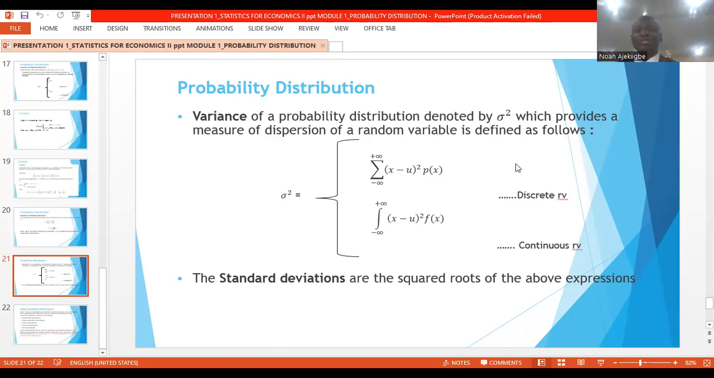Then the variance for a discrete random variable is the summation of x minus mu, squared, multiplied by the probability of x. For a continuous random variable, you integrate, and then you get the variance. Then if you take the square root of that, you come out with the standard deviation. So thank you very much.